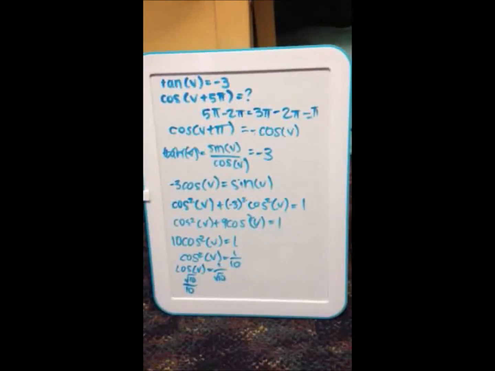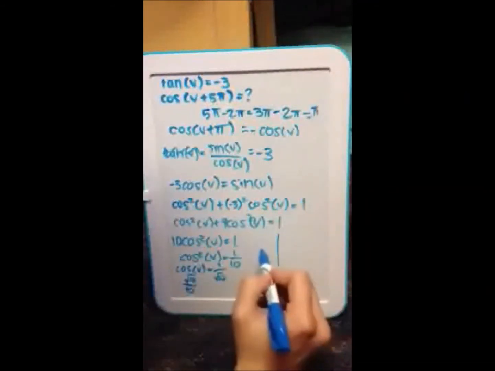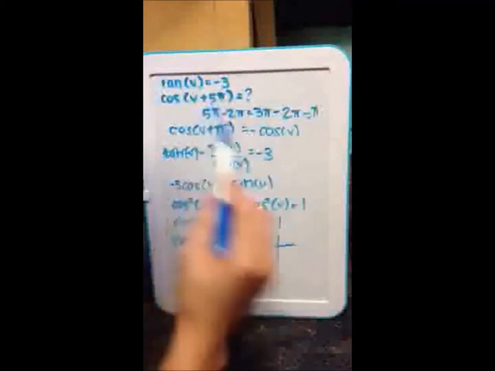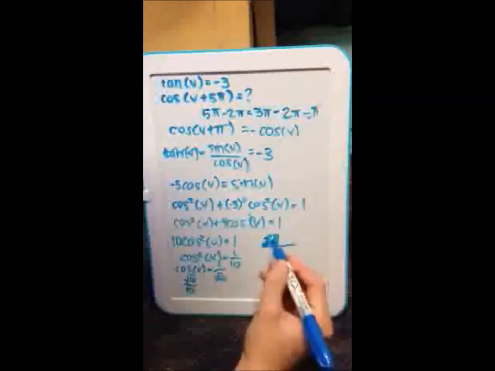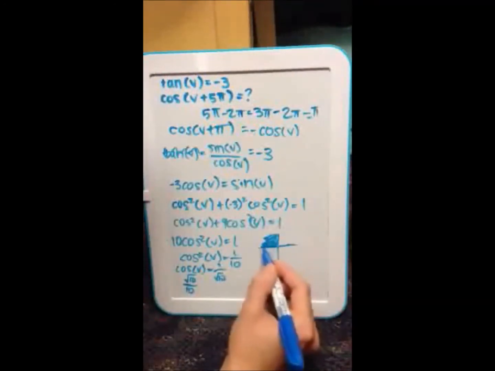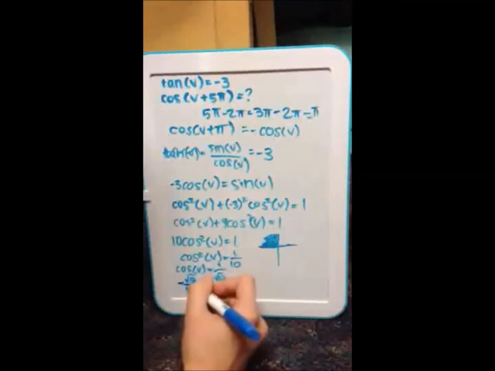However, we're not done, because if we look at a graph of the unit circle, where cosine of v plus pi is over here in the second quadrant, and whenever we have a cosine in the second quadrant, that means our x-axis is negative. So that's going to be a negative square root of 10 over 10.